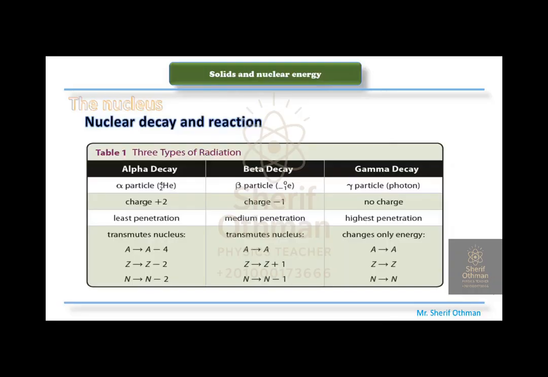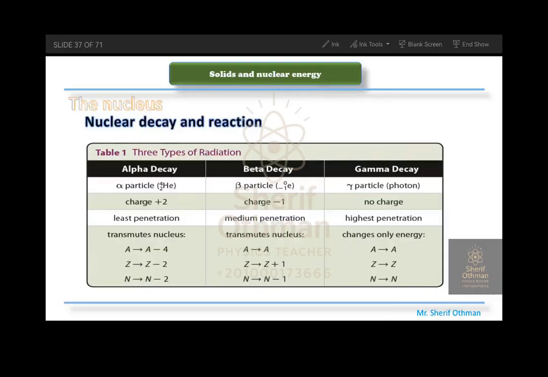Here are the three most famous types of decay: alpha decay, beta decay, and gamma decay. In alpha decay, the atom loses an alpha particle. An alpha particle consists of 2 protons and 2 neutrons, so the nucleus will change into the nucleus of another atom. As it is very massive, it has the least penetration. It can't penetrate different materials because it's big enough. It has 2 protons and 2 neutrons, so the penetration will be very weak.